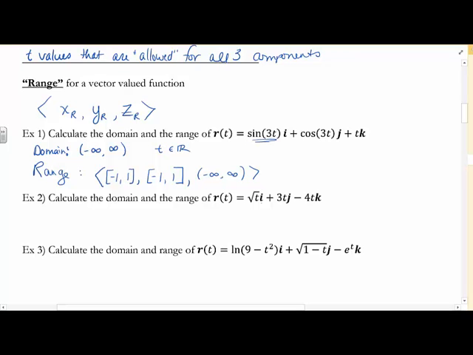So now if we do domain and range here, root t, 3t, 4t, my domain really is just restricted by that square root. So my domain is that t is greater than or equal to 0, which you can write in interval notation.